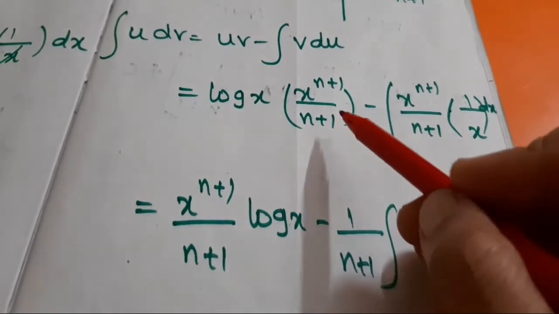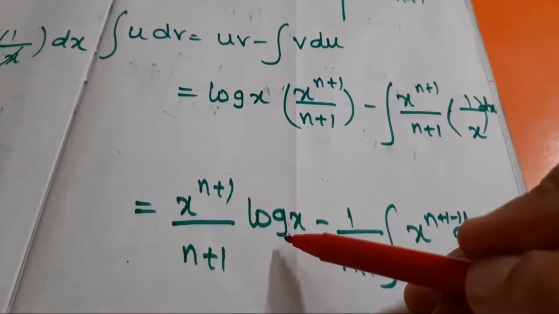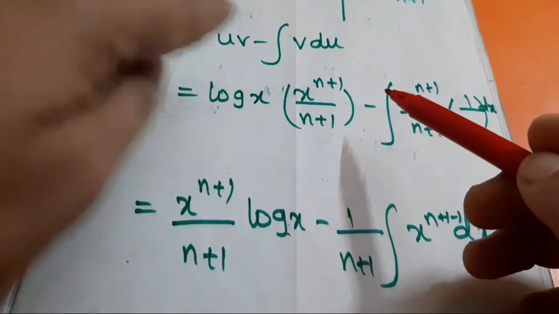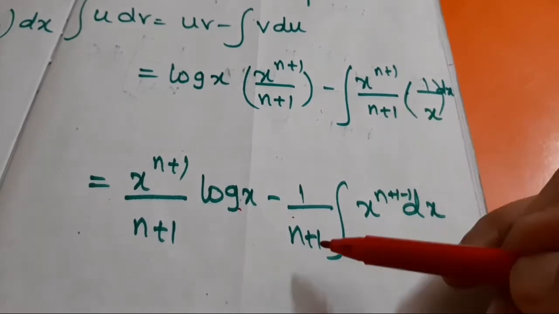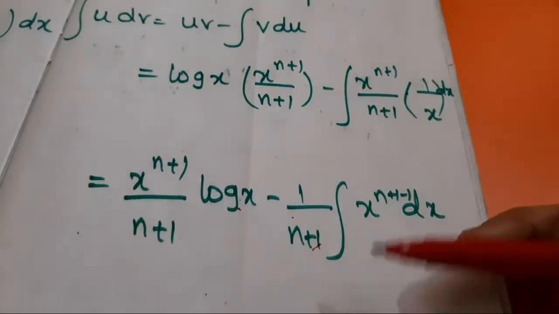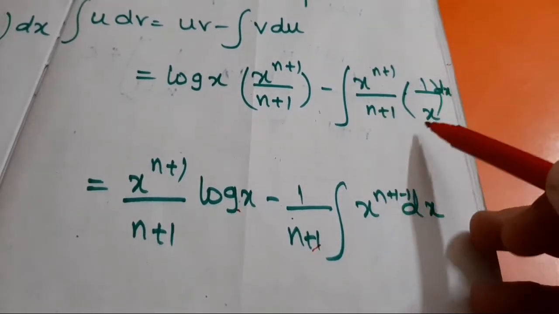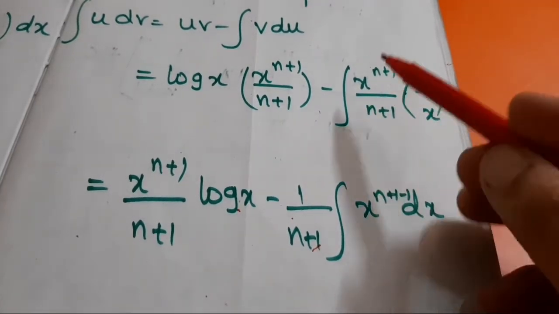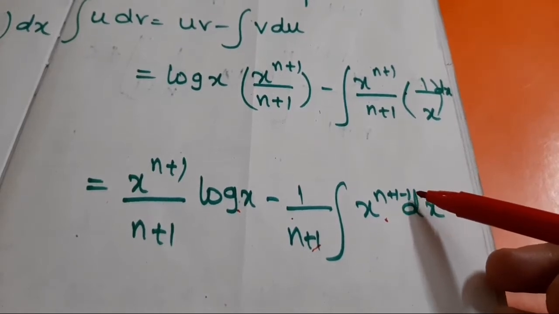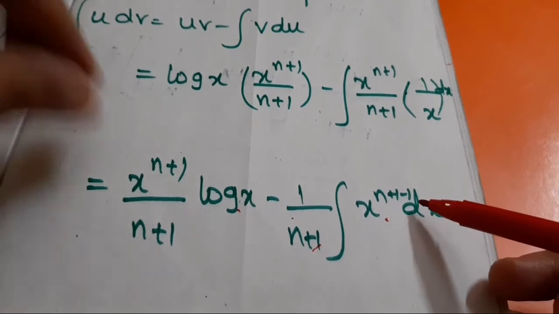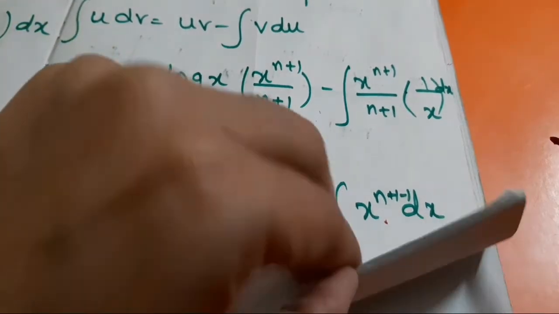Then here x power n plus 1 by n plus 1 I can take outside. Logarithm x is there. Just I am writing this term here and this term here. Minus, here n plus 1 is a constant, I can take it outside. Integral of, here x is in the denominator. If I take this x to the numerator, this will be x power minus 1. So, x power n plus 1 minus 1 according to the exponential rule. So, plus 1 minus 1 will get cancelled. Here I will get integration of x power n dx in the next step.